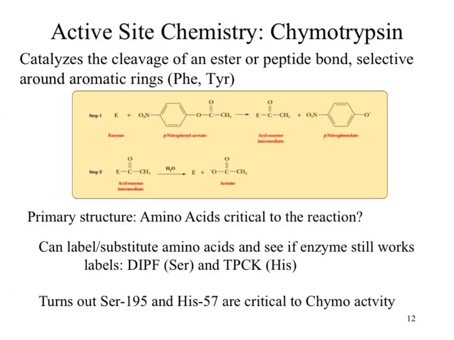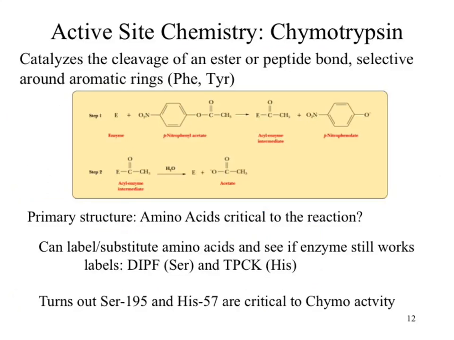The other option is that we can label particular amino acids. We could do a first approximation with these amino acid swaps, and then we could also change the structure of amino acids. So we can put tags on them. The two tags used in the case of chymotrypsin were DIPF, which reacts with serine residues, so that now neutralizes serine's reactivity. We could also put on TPCK, or toothpick, for a histidine residue. That also limits histidine's reactivity.